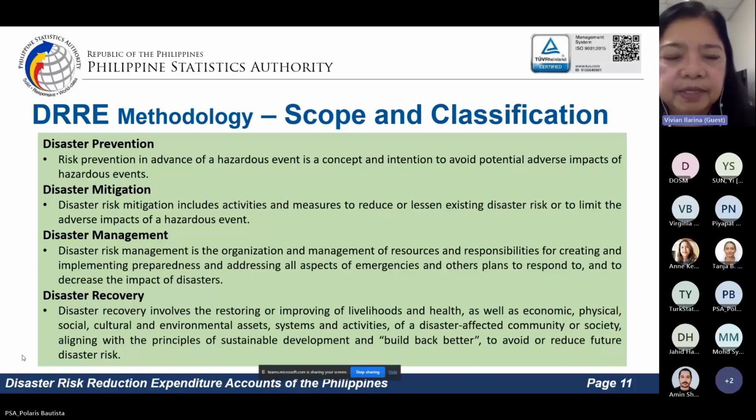Of course, members of the technical working group here, I don't need to elaborate all these definitions, but we can read this. But this is very important also for disaster prevention. These are activities to prevent the disaster. Disaster mitigations, these are activities to reduce the existing disaster. Disaster management, this is more for the disaster management agencies, organization and management of the resources and so on, recovery after the disaster.